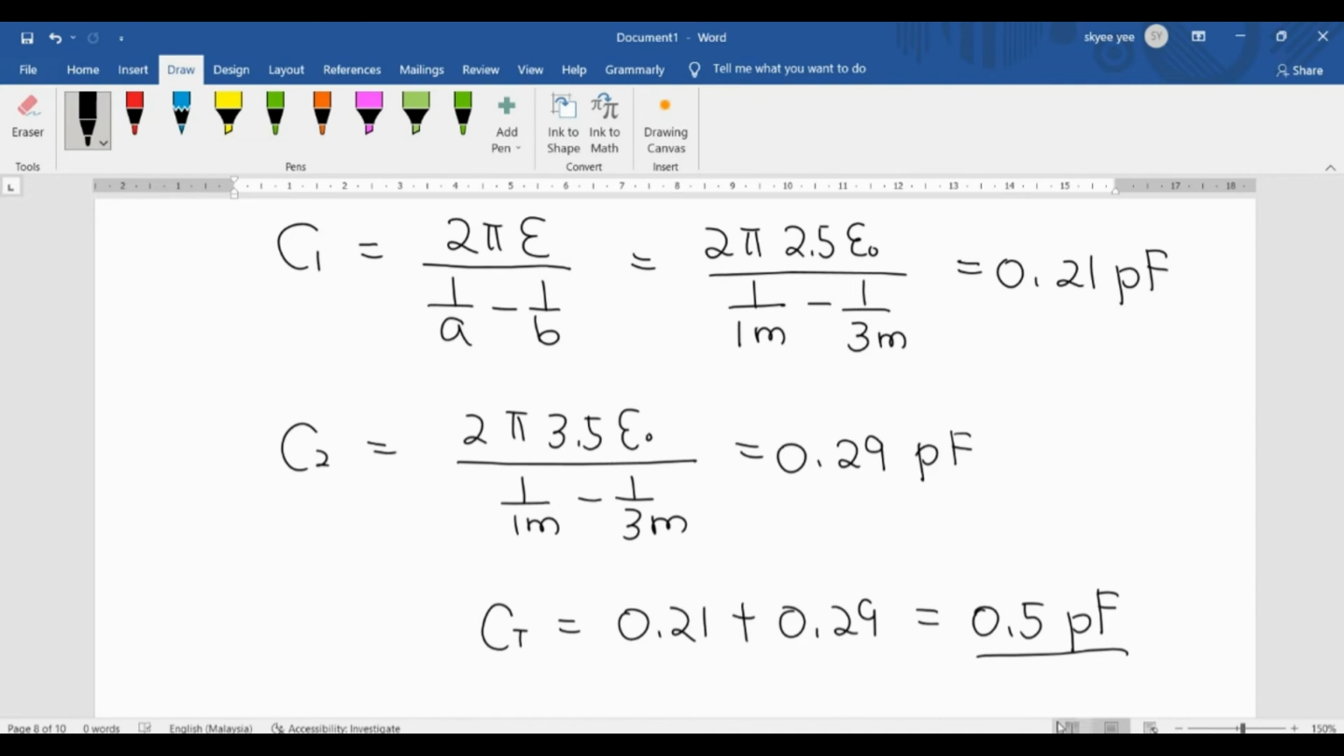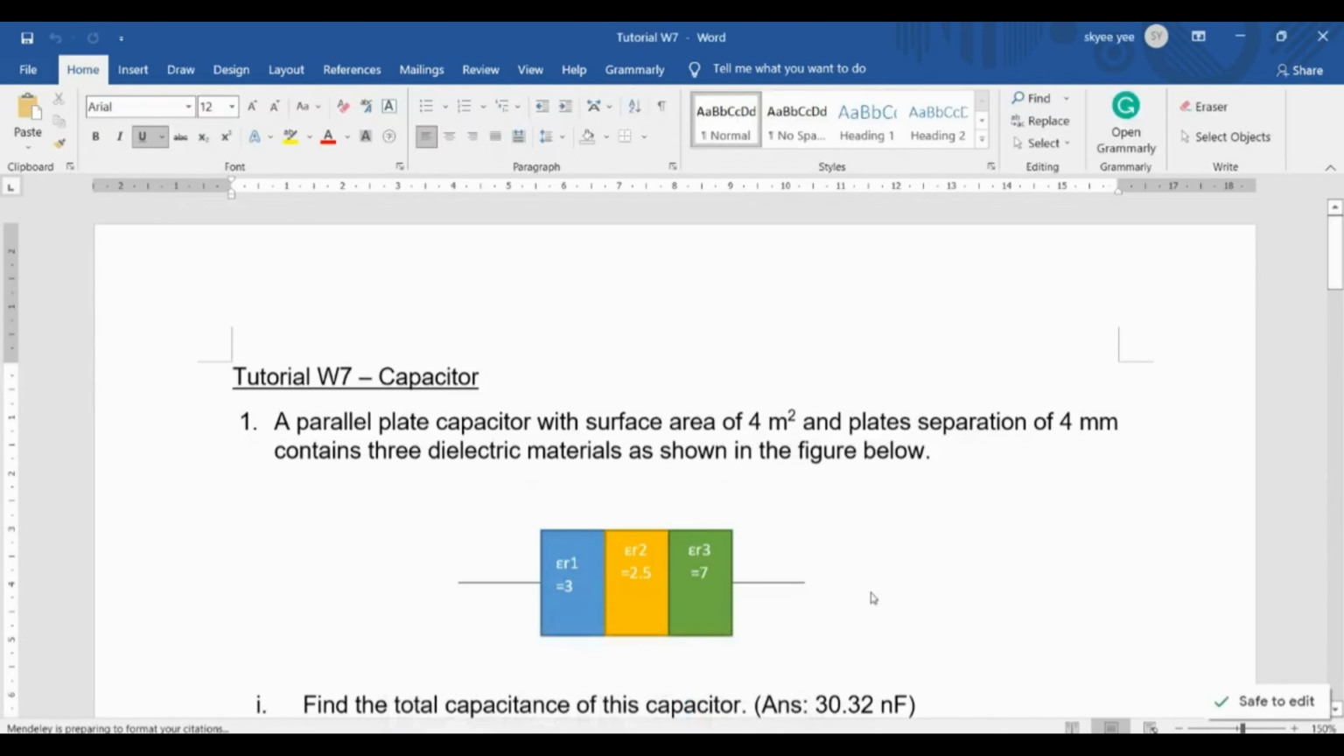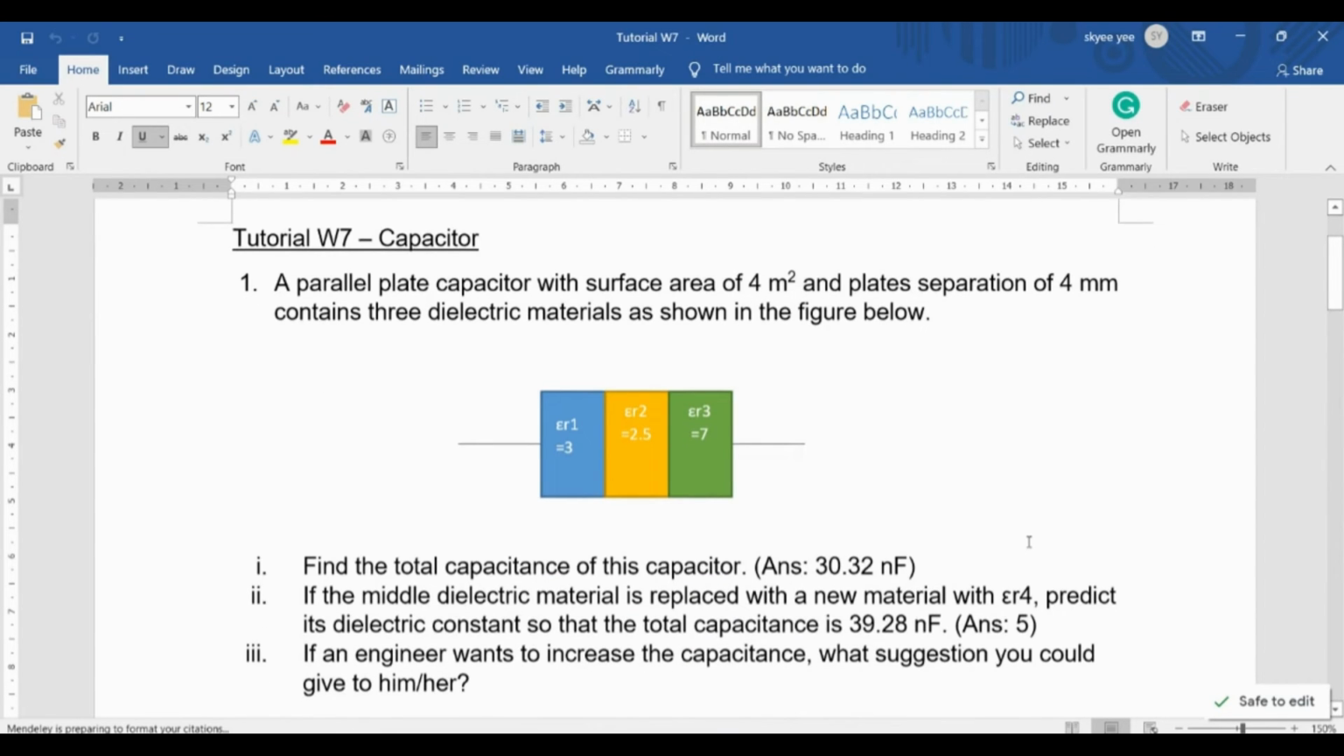All right. Any questions? If no questions, maybe I want you to look at this one. This is actually one of the past year questions. So let's try this.